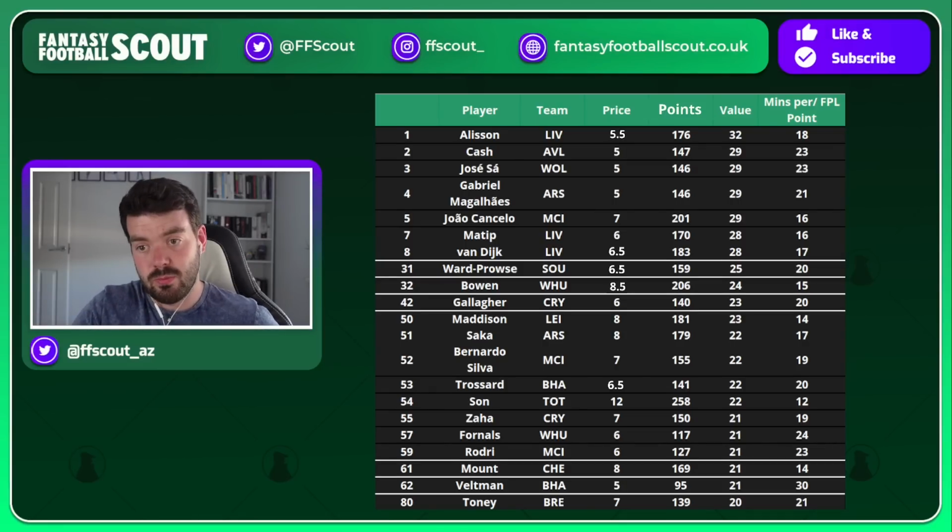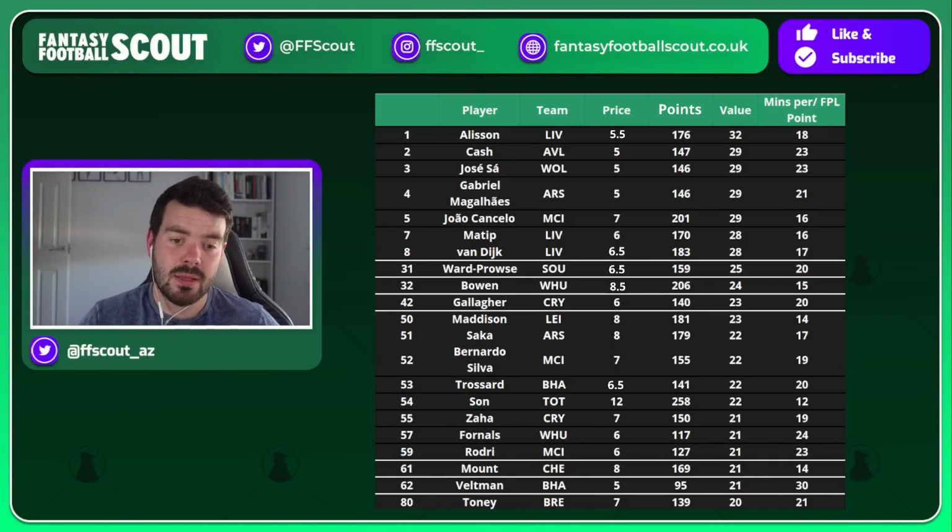Notice Salah is nowhere to be seen on this list, for example. Zaha, Fornals, even Rodri makes the list. You've got to go down to Mount, Veltman, and you've got to go right down to 80th before you find Ivan Toney. So our first striker, who obviously we've got to select in our squad.